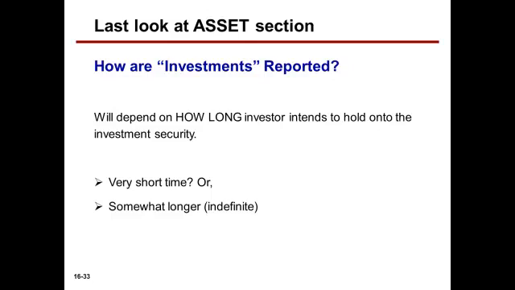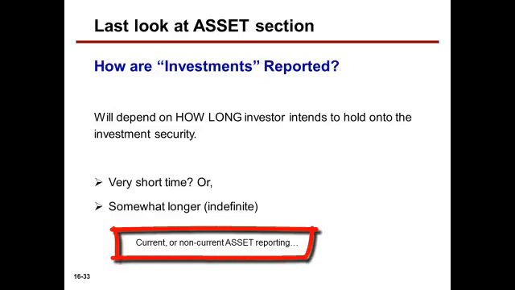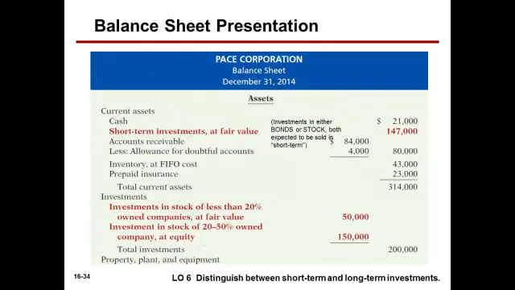Let's look at the asset section one last time. How are investments reported? It'll depend on how long the investor intends to hold on to the investment security, a very short time or a somewhat longer indefinite time period. In other words, we're talking about a current or non-current asset reporting classification. Here we're looking at the asset side of the Pace Corporation's balance sheet. If investments are intended to be short-term, they'll be reported as a current asset. Both short-term bonds and stock investments are in this category. And both will be periodically stated at fair value using a fair value adjustment account, a separate valuation account to modify investment cost to fair value.